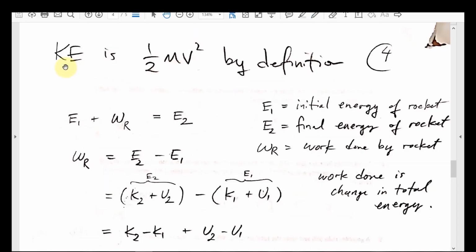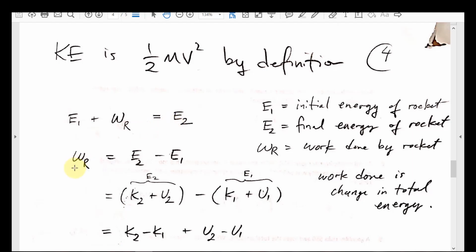So I'll just begin with the idea that kinetic energy is just by definition 1/2 times the mass times the velocity squared. And there's a difference between the work done by gravity and the work done by the rocket. And that comes into play in explaining that 1/2 that I saw come up before. Say, work done is a change in energy, but a total change in energy. So I could say E1 might represent some initial energy of the rocket. Then there's the work done by the rocket as it fires its thrusters to change its orbit. And you end up with E2, some final energy for the rocket.